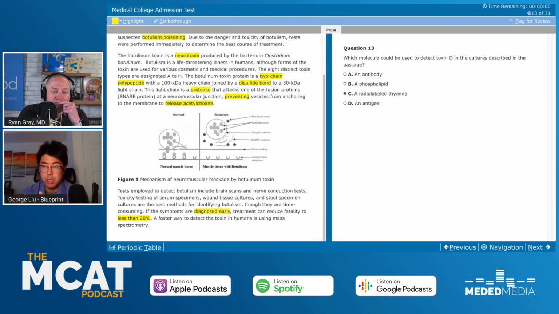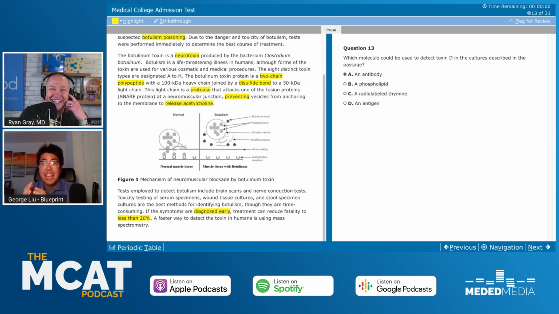When it comes to these macromolecules, we see phospholipid. Phospholipids are very classically found in our membrane. You have a polar, non-polar part. The non-polar parts stay together, the little tails. The polar parts face out and in, right? It's part of our membrane. It's not really used for targeting proteins, not used for detecting proteins. So it would be an antibody, yes.